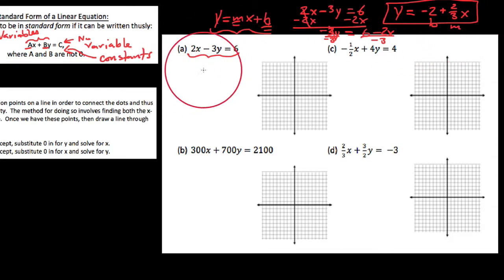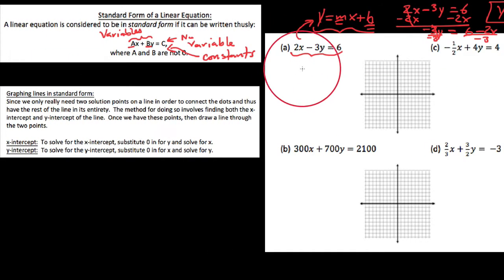But the question is, how could I do this in standard form without having to manipulate this to be in slope-intercept form? Sometimes I may have fractions. So the deal is this. When you graph in standard form, we only need 2 points on a line to get all the rest of the points on the line since they're predictable. So without having to make a table, without having to put it in slope-intercept form, let's find 2 points on this graph. And 2 very convenient points might be where it hits the y-axis and where it hits the x-axis.